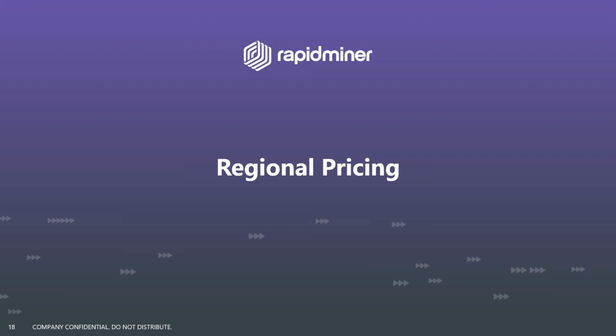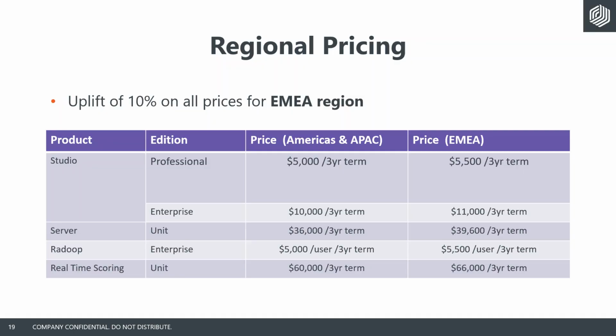Okay, and then lastly, some of the regional pricing then. So what I showed before were then the pricing for the Americas and APAC. And then we have slightly different pricing than in EMEA. It's a little bit of an uplift there of about 10%.